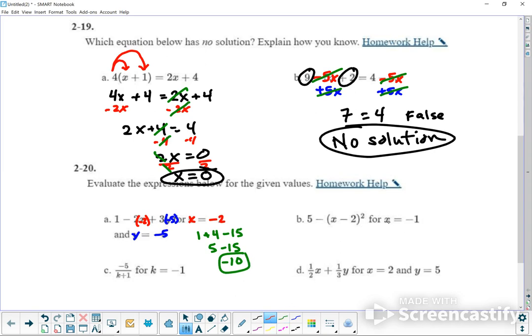Let's do this again. Instead of x, we're going to put -1. Okay, so let's do this in green. So we got 5 minus, and -1 minus 2 is -3. We need to square that. So 5 minus -3 squared is actually going to give you positive 9. -3 times -3 is positive 9. But we still have the minus, so we have it there. And then 5 minus 9 is -4. That's your answer.